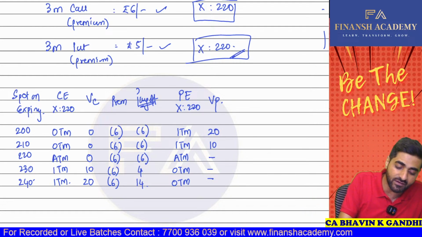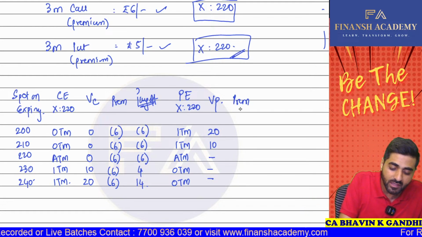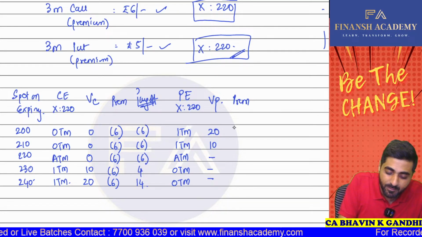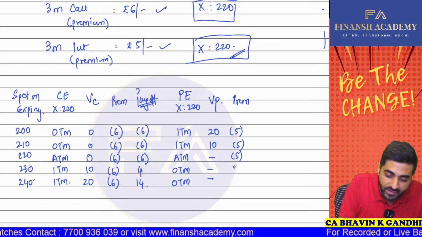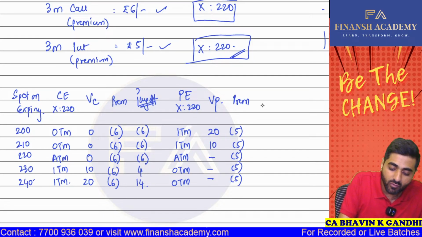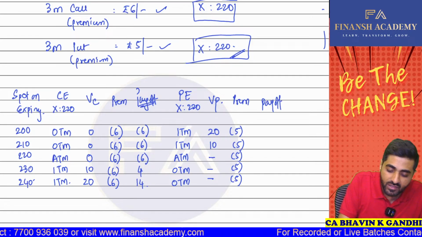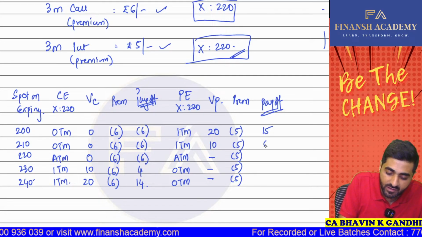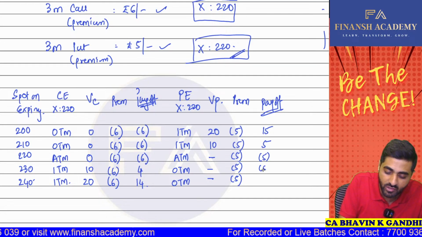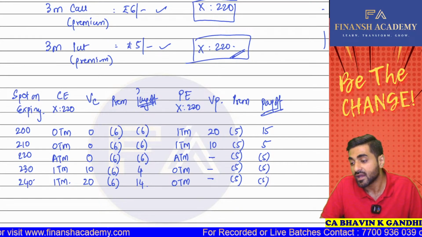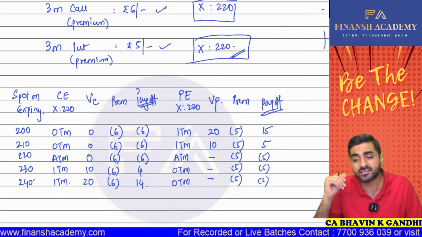Then my dear students, when we are talking about premium, the premium here is what? Can I say the premium is 5, which we are paying in all the cases. So what is going to be the final payoff? So final payoff here will be 15, here there will be 5, and here there is going to be loss of -5. I hope, my dear students, you all are able to understand this much part.